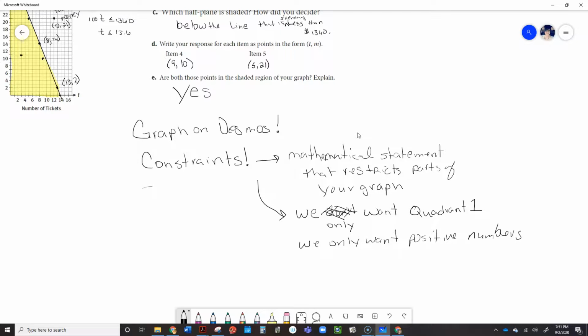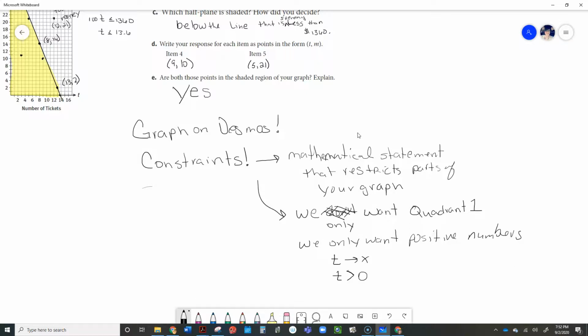And when I say we want positive numbers, we're going to be saying, well, for what? In this case, it was t and m, but we also converted it to x and y. So t, which is on the x-axis, how do we say that we only want positive numbers? We say that t has to be greater than or equal to 0. Actually, it's not or equal to, because 0 is neither positive nor negative. So if we only want positive numbers, then we're going to say t is greater than 0.